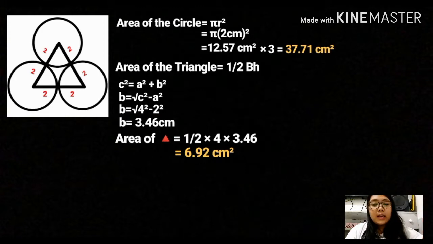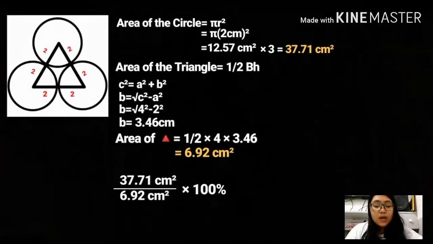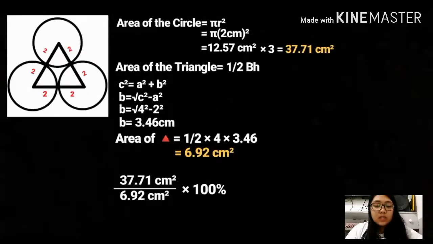So the area of the circles divided by the area of the triangle will be 37.71 centimeters squared divided by 6.92 centimeters squared. And then multiply that by 100%, you'll get 5.45%. And that will be your answer.